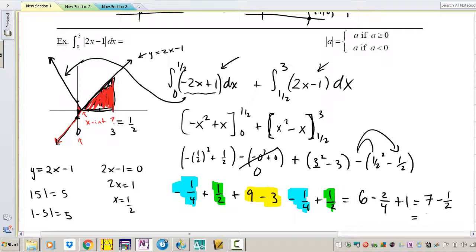which is, put it over 1, 14 over 2, take away a 1 half, which is 13 halves, is your answer for this problem. So absolute value integrals, you're going to have to be dealing with at least two integrals. They're not going to ask you an integral of an absolute value on the AP exam if it doesn't deal with at least two integrals.